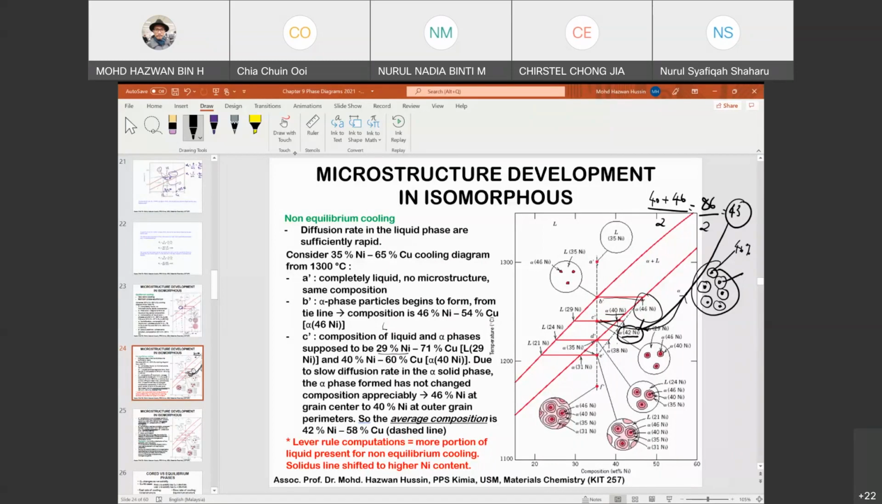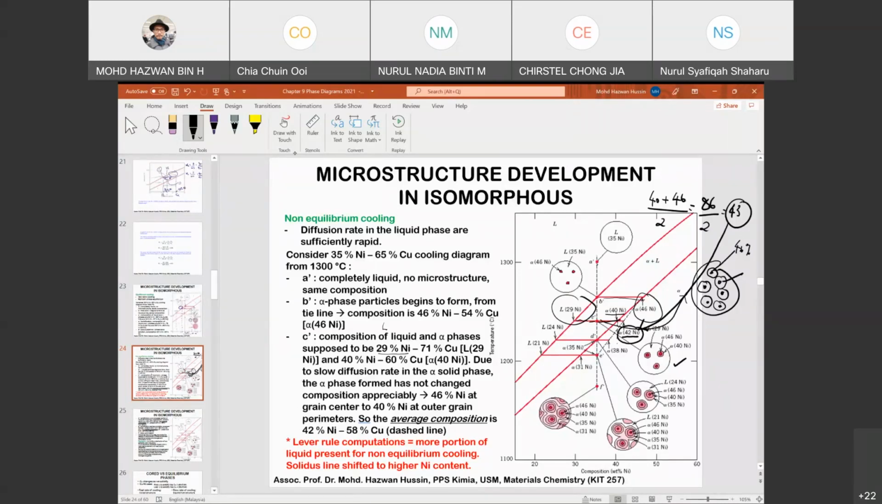So you have a core structure of 46 and an outer layer of 40. Then the total composition will be the average of these two: 40 plus 46 divided by 2, then you will get 43. For liquid, it will still be the same. There's no delay in terms of this. The liquidus line should be read the same as 29. But you will see that the microstructure for C prime becomes like this. You have a layered structure.